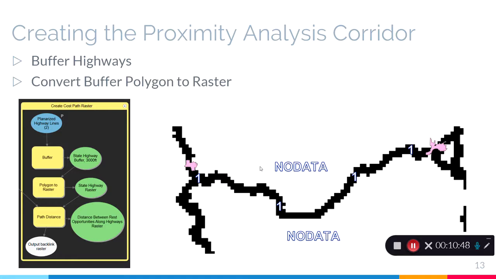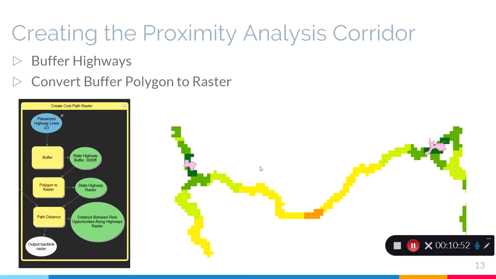I'll show you. It did this. So the area in orange is the area furthest from these cities. And what I liked about it was, while this isn't a network dataset, it's just a polyline dataset, using this polygon to raster and then path distance, I was able to treat it as if it were.